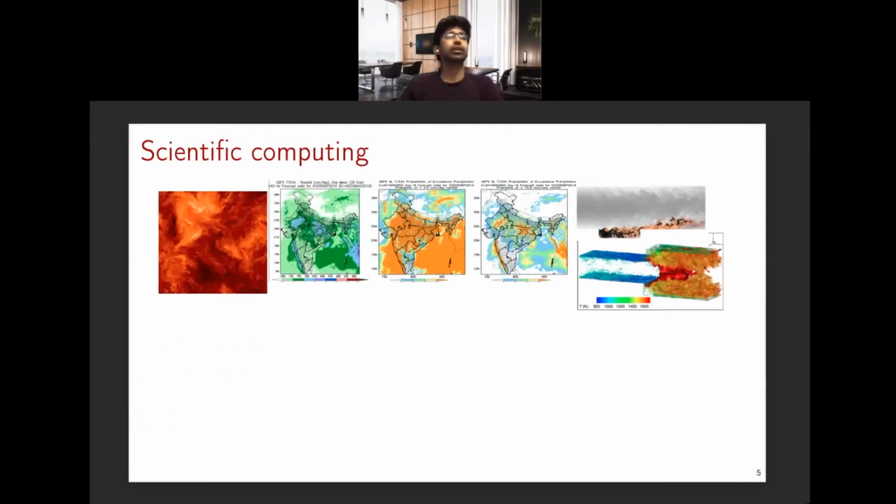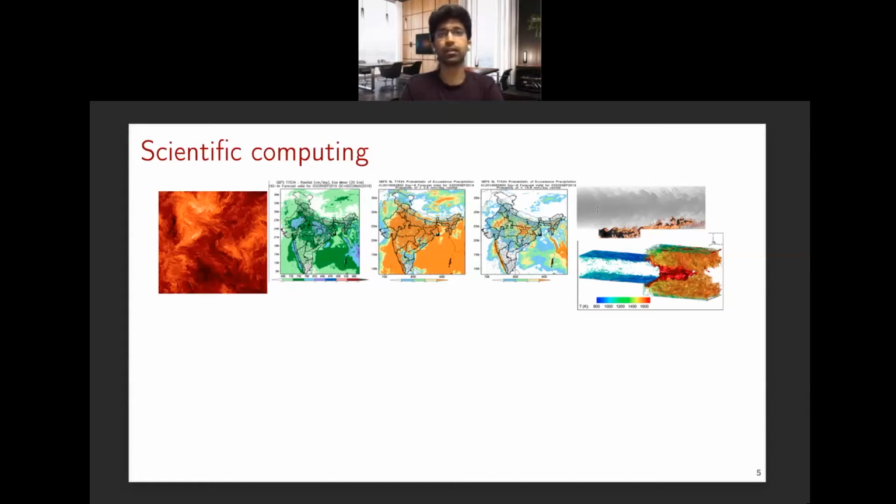So here, what you see are pictures of different flows. The first one is from an isotropic box simulation that was done on a 4096 cube grid, which is about 1.6 billion grid points. The second are pictures from the Indian Institute of Tropical Meteorology, Pune, where they use a climate code to understand the monsoon in the Indian subcontinent. On the right, you see two simulations from scramjet and gas turbine combustors, which we have performed recently.